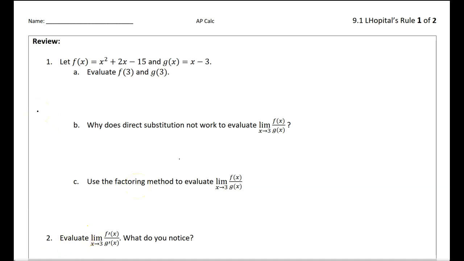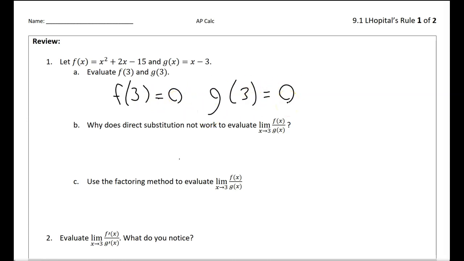To start, we're going to remind ourselves of some of our old strategies for evaluating limits and investigate why we couldn't solve this limit right here in part B. So first we're asked to evaluate f of 3 and g of 3, and you can check on your calculator, but we get 0 for both of these. So f of 3 is 0 and g of 3 is 0.